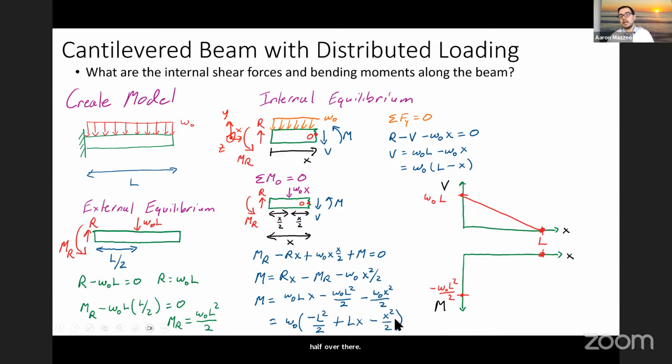This is a second order system. We're seeing there's a minus x squared term here. So we're not going to be super precise here, but it's a parabola. We're just going to draw a curve that looks like that. Okay.